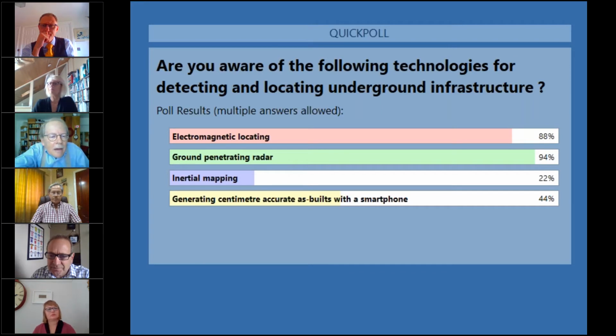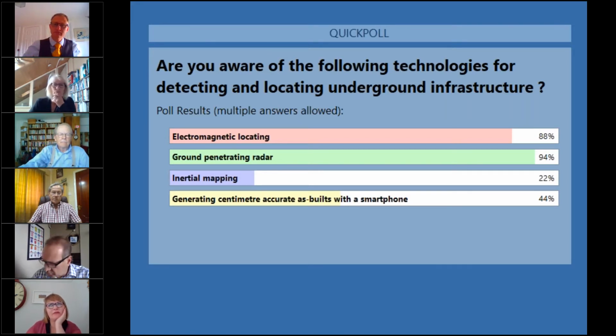I'm very interested that almost half are aware of generating centimeter accurate as-built with a smartphone. Yeah, because that is pretty recent technology. I'd also be really interested in how that data that's accumulated is managed. Sure.